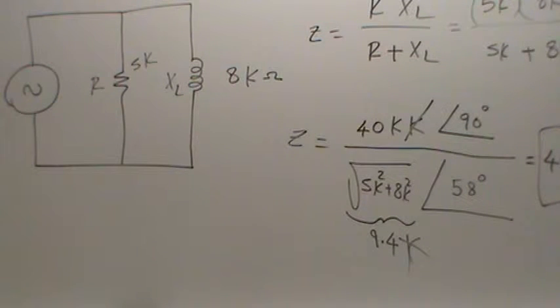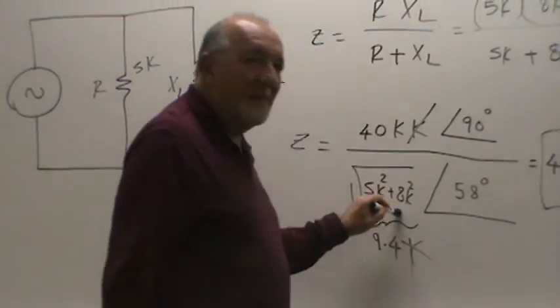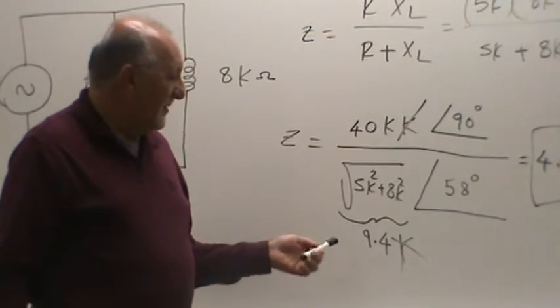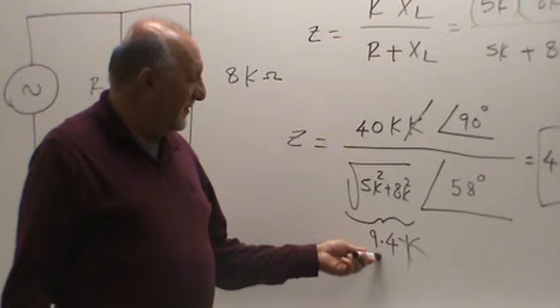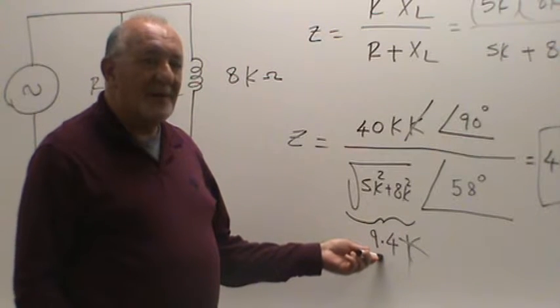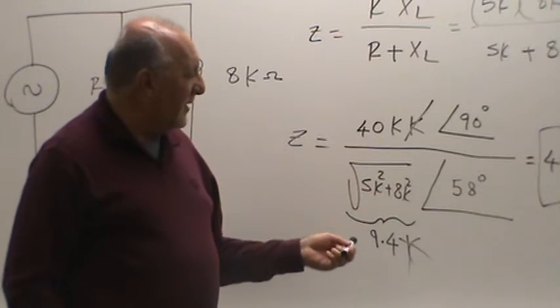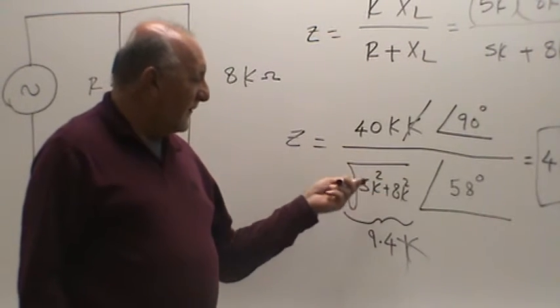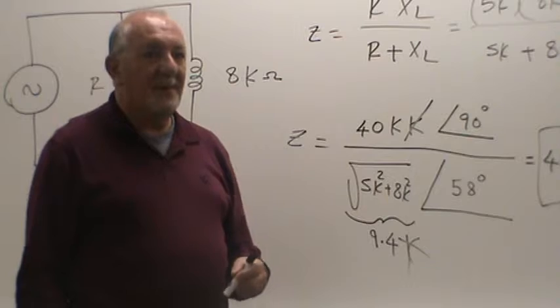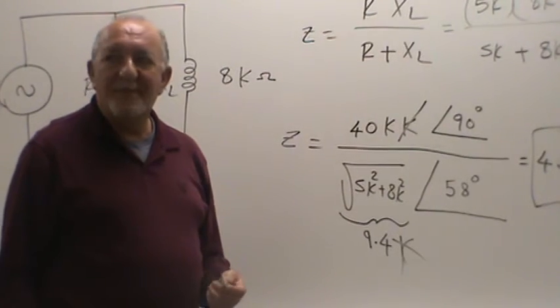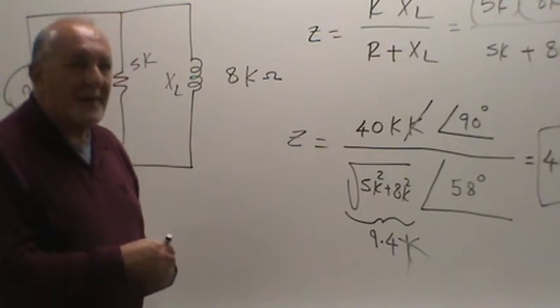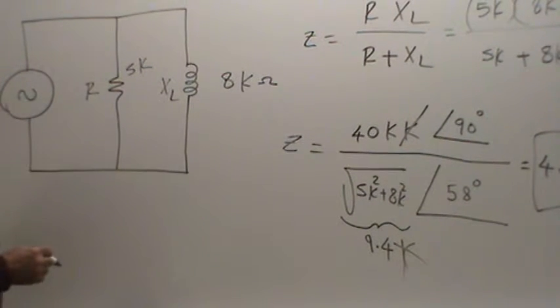I'm talking about 5K plus 8K. How do you get the 58 degrees? We did 8 over 5 and took the arctangent of it. I got more like 4.26 on that. Yeah, 4.26, that's what I got. It's close enough.